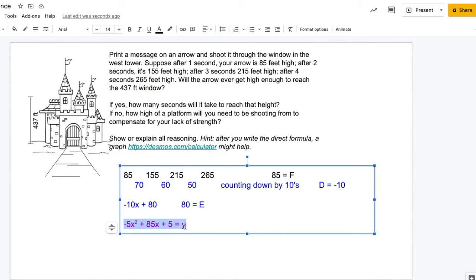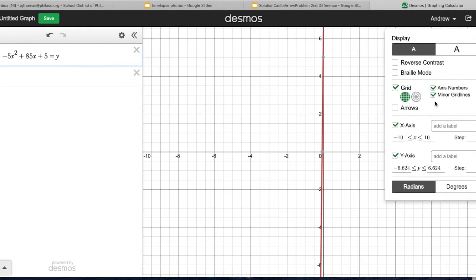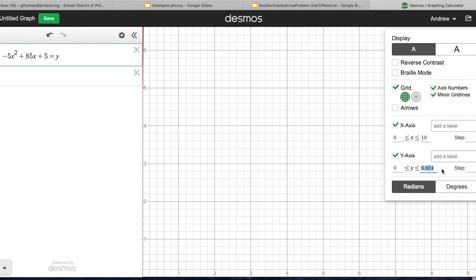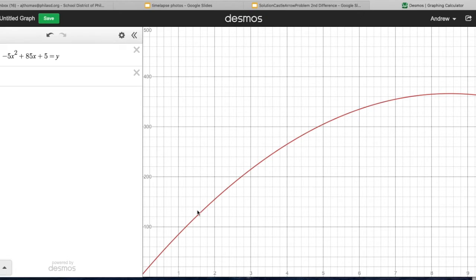All right, I'm going to copy this direct formula and use that graph formula in here. And we will zoom. Let me make that squared. Let's go from 0 to 10, and from 0 to, what we wanted to get up to, 437, we'll go to 500. Okay, bang. So this is the path of the arrow, expanded out, highest point, right? Doesn't get any higher than this.